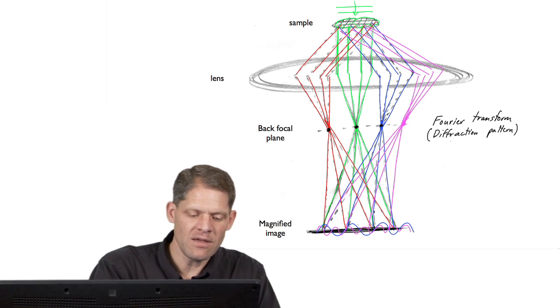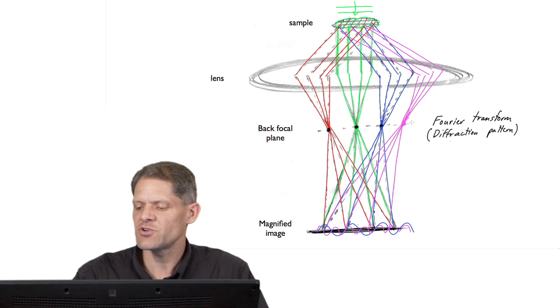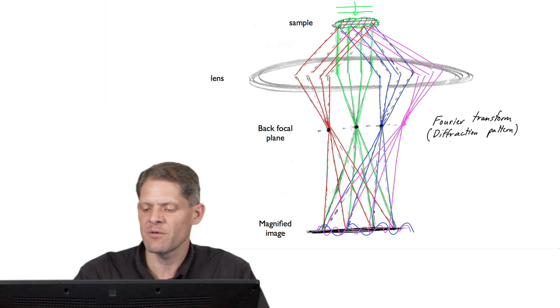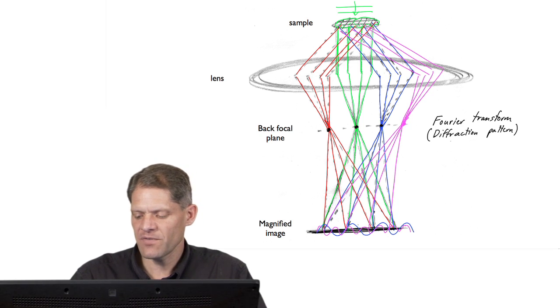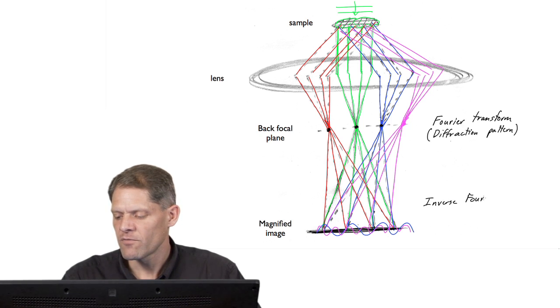And so we see that the scattering being collected by the lens produces a Fourier transform or a diffraction pattern on the back focal plane. And if that scattering is allowed to continue on, it will re-interfere with itself and do essentially an inverse Fourier transform.